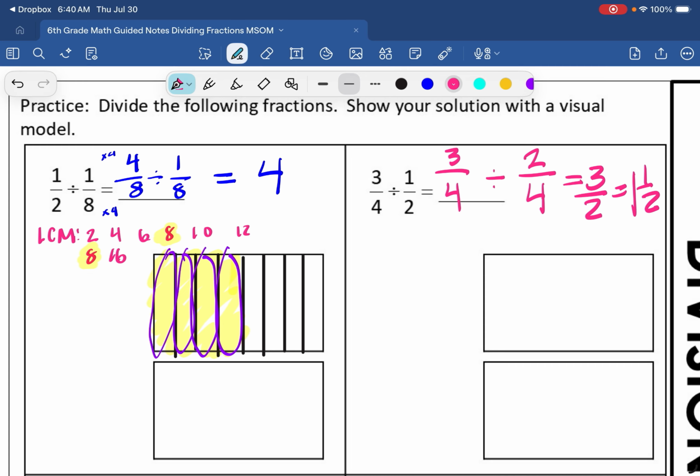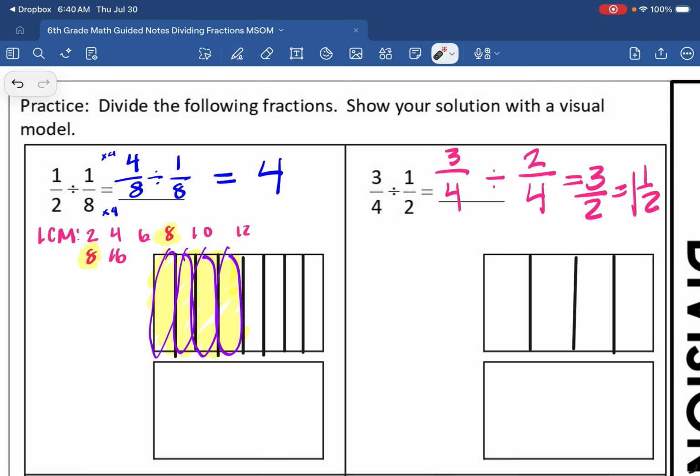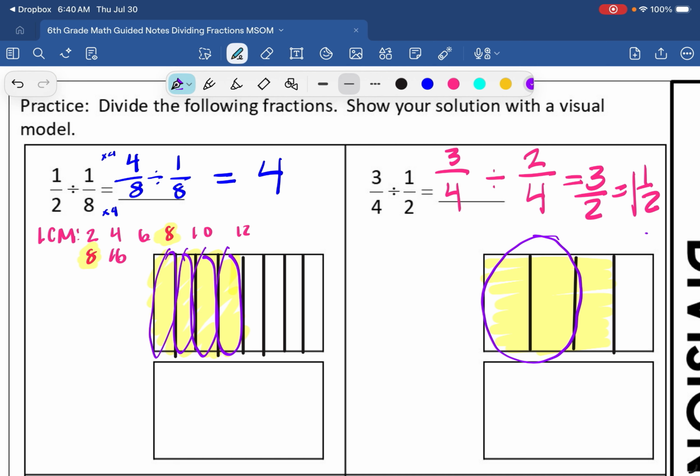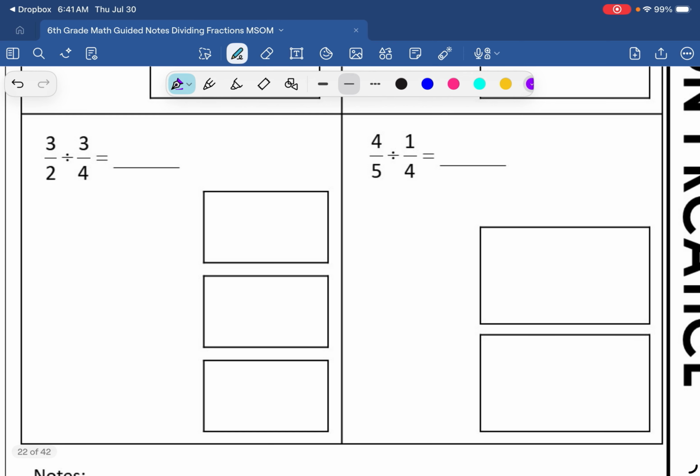Let's show this on my model. I have 3/4, so I'm going to divide up the box into fourths. Divided by 2/4 means how many groups of 2/4 are there? Oops, I needed to shade 3/4 first. So here's 3/4. Now let's circle our groups. Here's one group of 2/4, and another group of 2/4 would be this. So this is one whole, and then I have half a group right here. So 1.5, which is the same that I got using the algorithm.